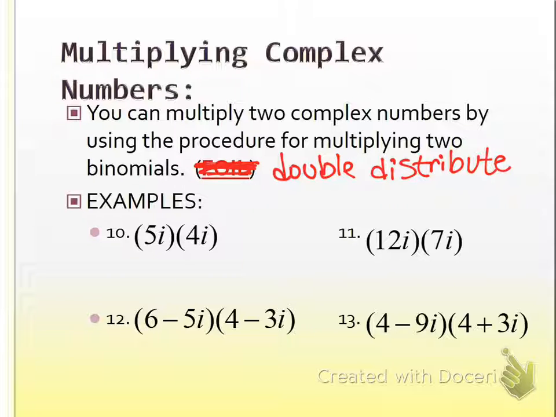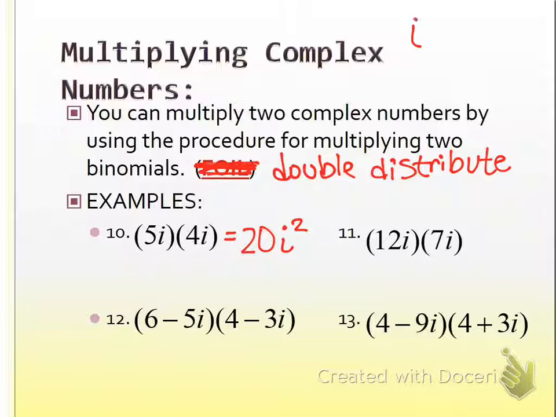On 10 and 11, there is not any double distributing to be done. We're just going to multiply them together. So kind of like we do when we've got variables, that's how we're going to treat these i's. So 5i times 4i, we're going to multiply the 5 and the 4 together. What do we get? 20. And i times i is i squared. Good. Normally when we're dealing with variables, we would stop there. However, i is not just any old variable. i represents the square root of negative 1.